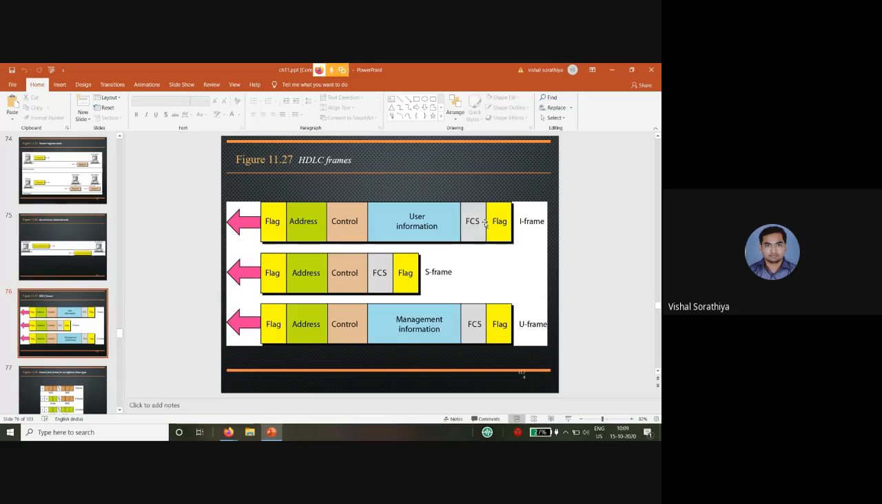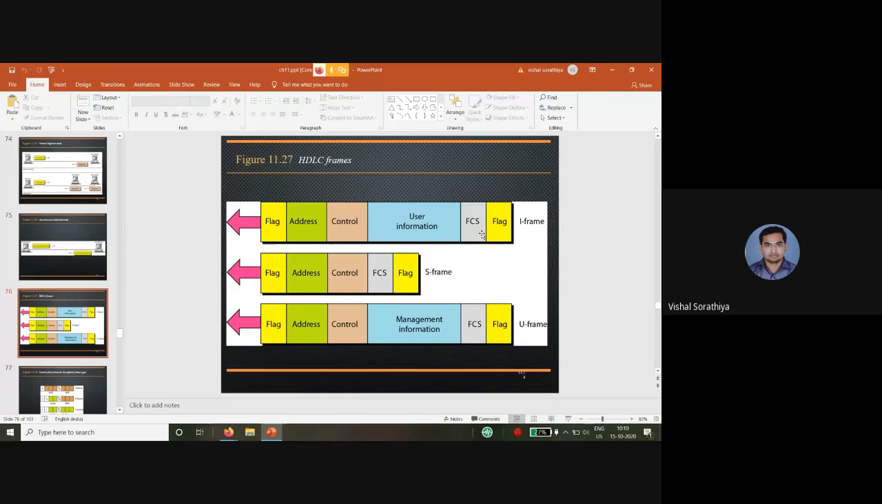And the flag is generated from a specific sequence of code, like 0, six times 1, then 0, which is going to repeat at the starting and ending. और उसके बीच में जो डेटा है वो आपका इंफॉर्मेशन है, एड्रेस है, कंट्रोल है, यूजर, बहुत सारी चीजें. बट इसके बीच में आपका एक्चुअल इंफॉर्मेशन रहेगा.